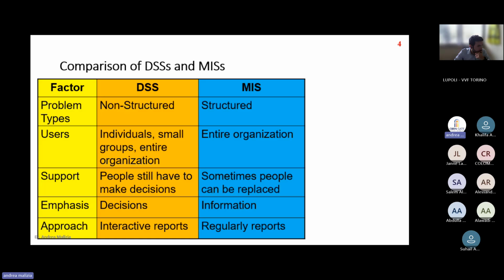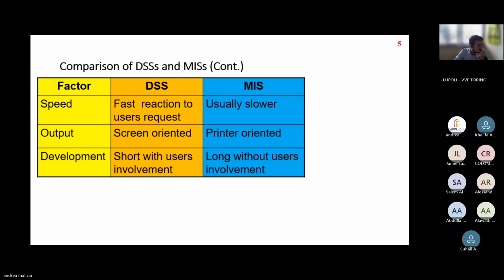The support here is for people that still have to make a decision. Sometimes people can be replaced by the MIS. The emphasis of the DSS is on the decision, on the MIS on the information. The approach is making interactive reports with DSS, regular reports with MIS. What are the factors? Speed. DSS is a type of system that gives you fast reaction to user requests. MIS are slower.